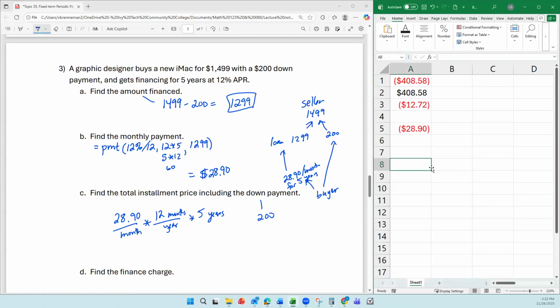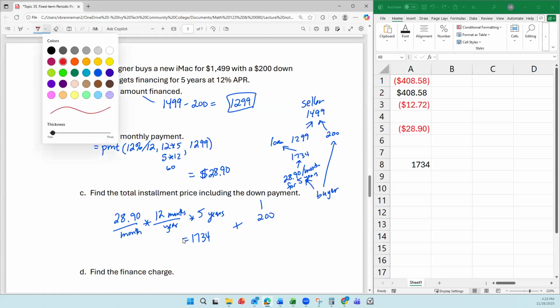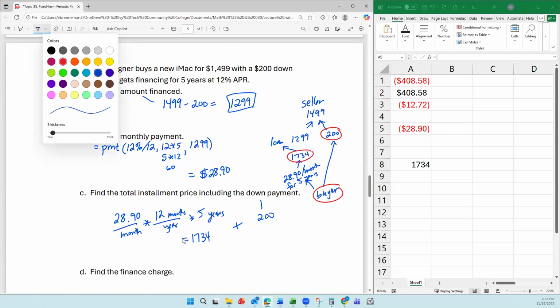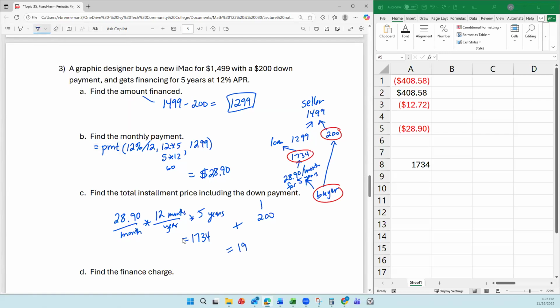While I have Excel up, I can use Excel to do any calculation, just hit equals at the beginning. $28.90 asterisk for multiplication times 12 times 5, $1,734. So this becomes 1734 that is paid back to the loan. Plus the 200. So the buyer has paid 1734 and 200 for a total of 1934.